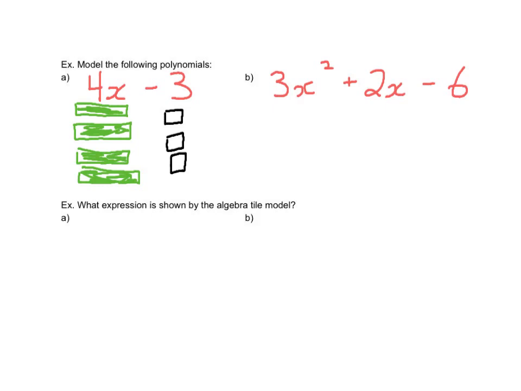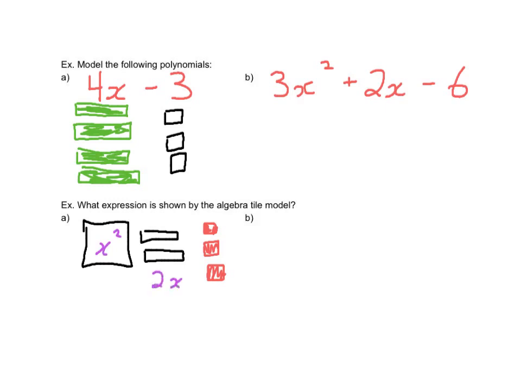Okay, then finally we can do the alternative as well. When we show an algebra tile model, you would be able to turn that into an algebraic expression as well. So if you were, say, given this right here, at that point I would be able to say, well, I have 1 x squared, I have 2 x's, and I have 3 1's.